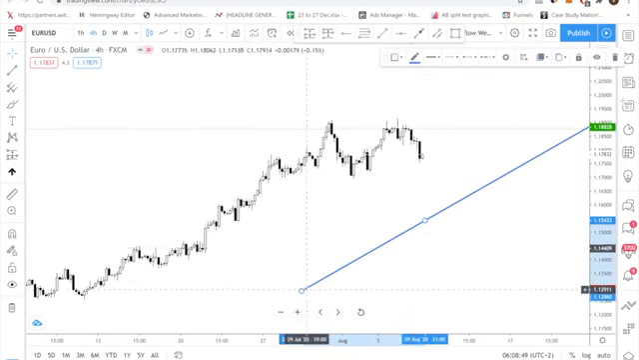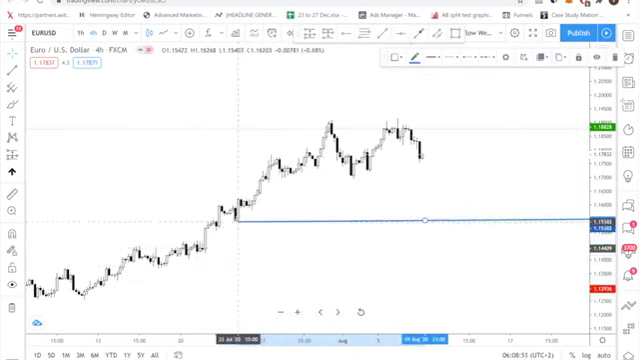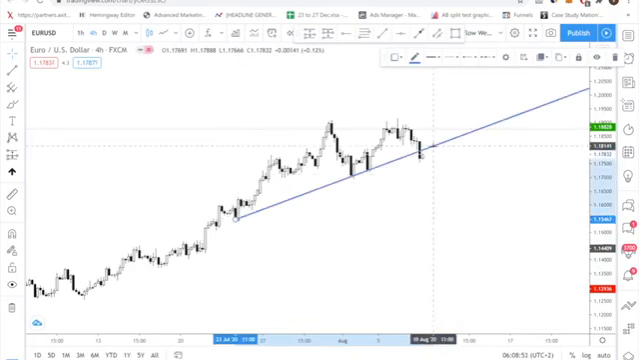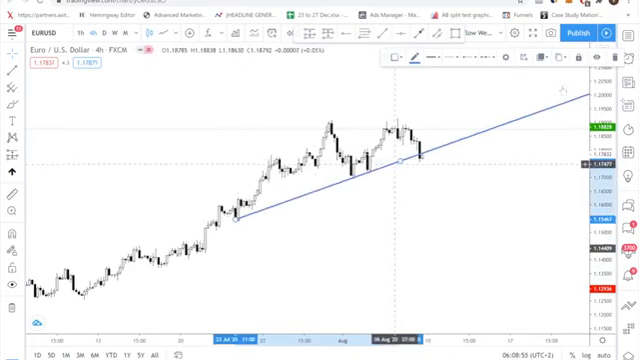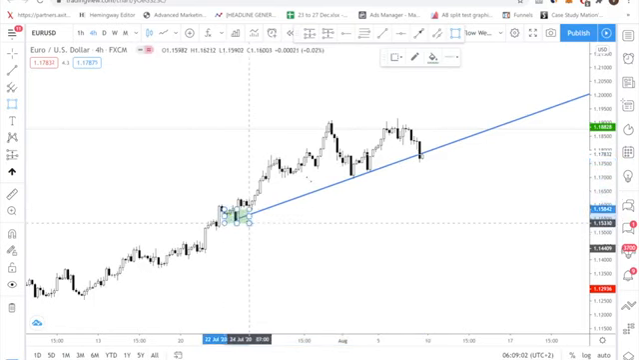You just want to connect the swing lows. If you are trying to draw a trend line that is bullish, meaning that it is upward sloping, then you want to connect two swing lows. In this case, what I've drawn is actually over here and over here.